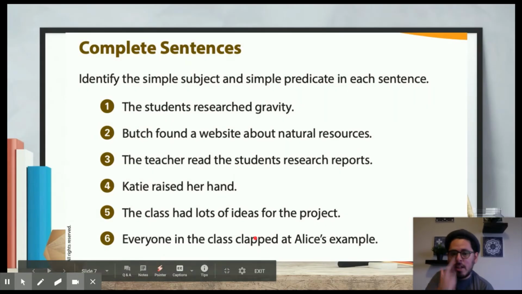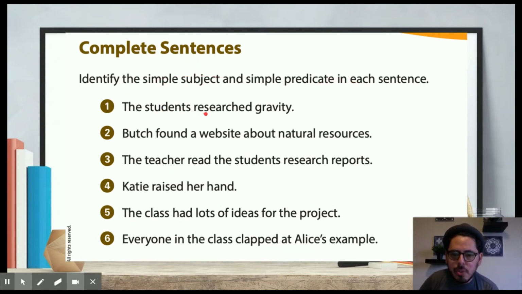Let's move on. Here are some examples. Let's identify the simple subject and simple predicate in each sentence. Here we go. The students research gravity. Who is the sentence talking about? The students, right? And then what are the students doing, or what did they do? Yes, they research. The students research gravity. Simple subject in blue, simple predicate in purple. Let's do the next one.